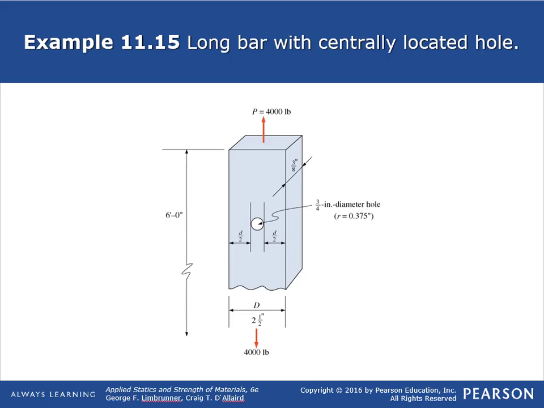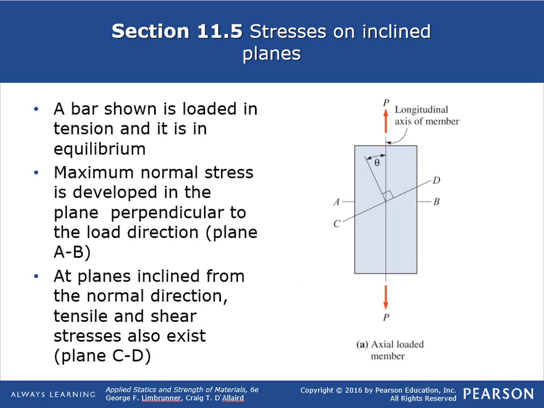So that was the first item, stress concentrations. The next item is stresses on an inclined plane. The discussion here sets up where we're going with combined normal and shear stresses. What we have here is just a loaded bar. It's axially loaded, and everything's in equilibrium. We know that the maximum normal stress is developed in the plane perpendicular to the load direction. This is what we've always done before. We would have this plane AB, we would calculate the area, and the stress based on the load is the force divided by this area in the load plane.